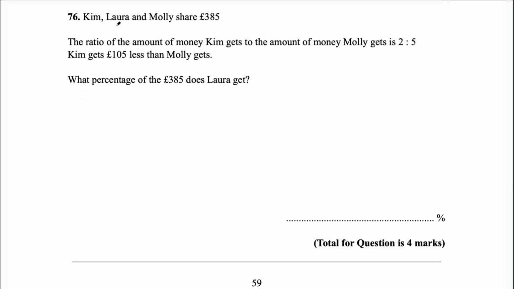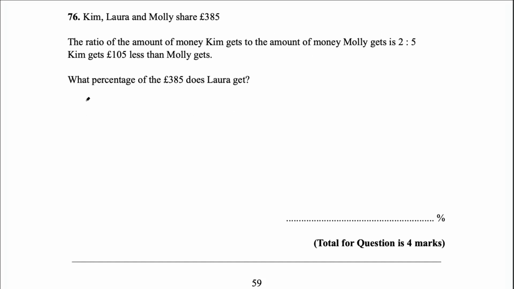Question 76 says Kim, Laura and Molly share £385. The ratio of the amount of money Kim gets to the amount of money Molly gets is 2 to 5. Kim gets £105 less than Molly gets. What percentage of the £385 does Laura get?